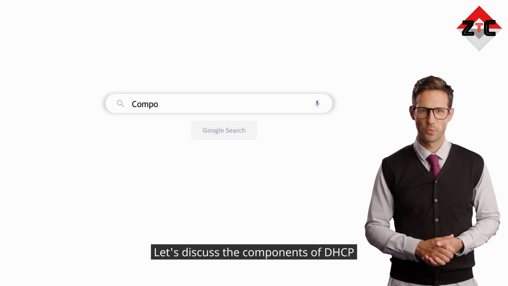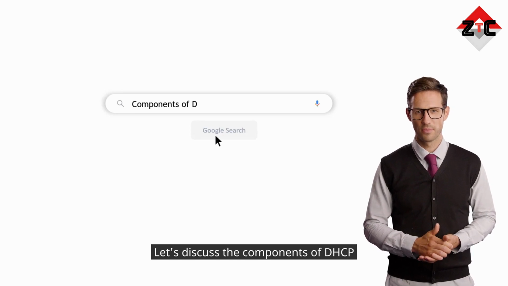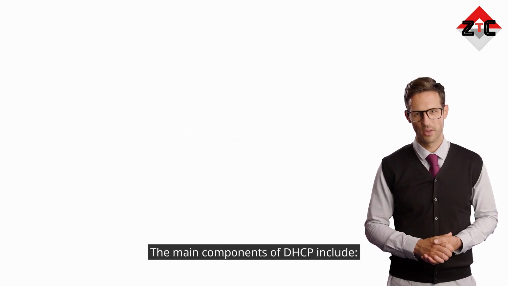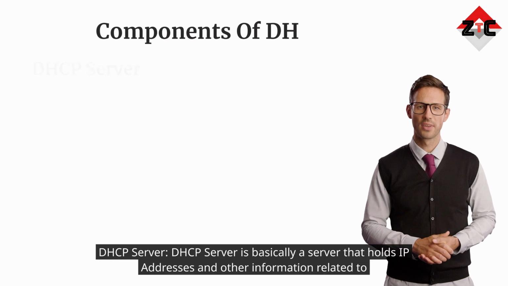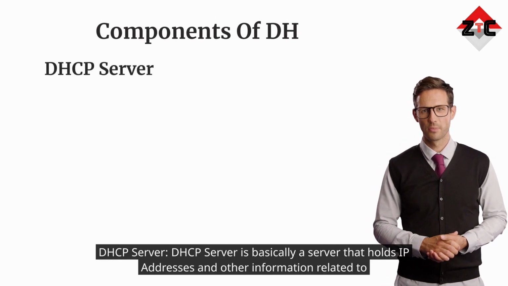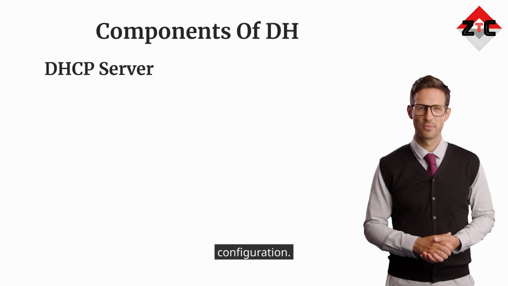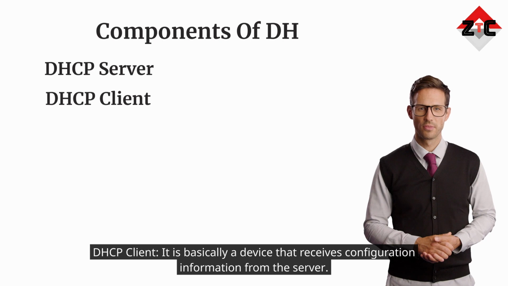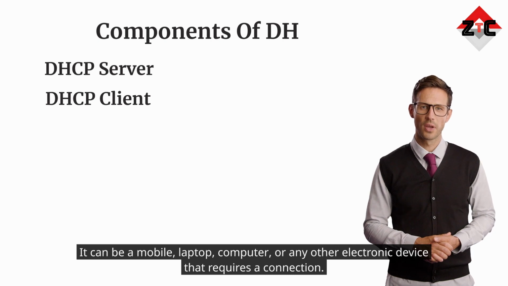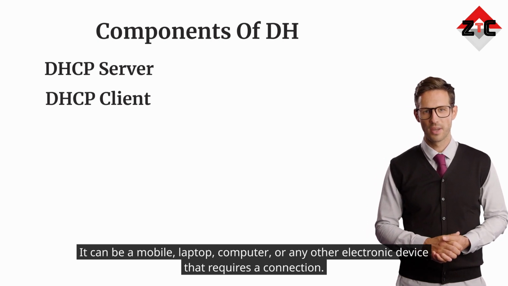Let's discuss the components of DHCP. The main components of DHCP include the DHCP server. A DHCP server is basically a server that holds IP addresses and other information related to configuration. DHCP client. It is basically a device that receives configuration information from the server. It can be a mobile, laptop, computer, or any other electronic device that requires a connection.